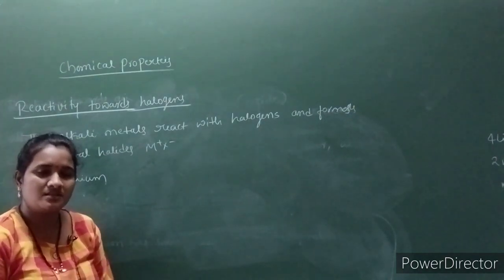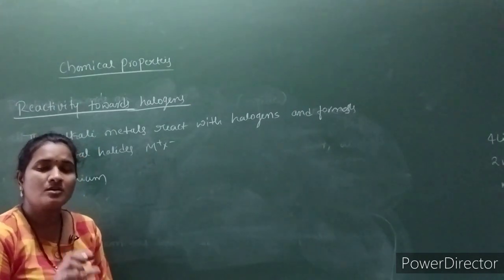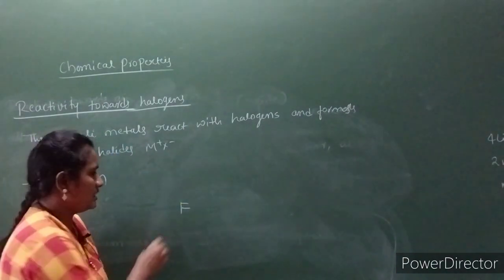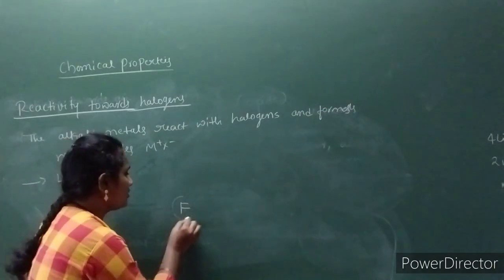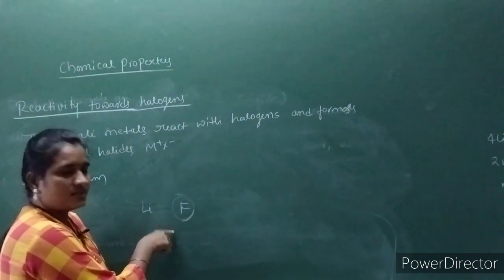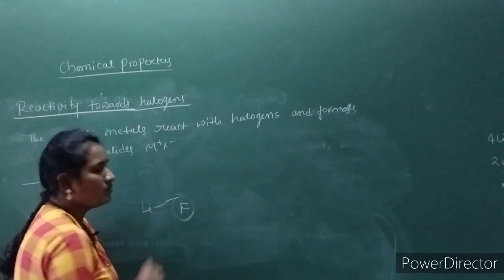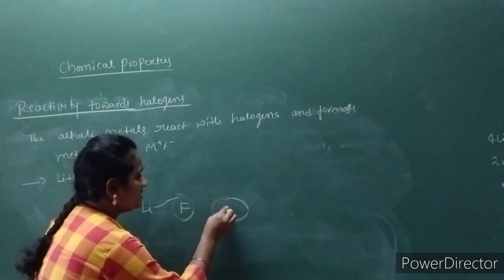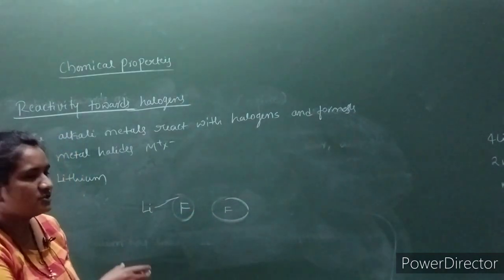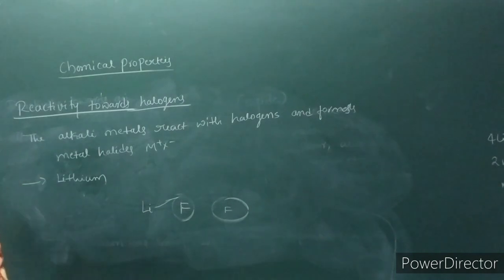Polarizing capability is nothing but the ability to distort the electron cloud over the anion. For example, fluorine has 7 outermost electrons, meaning it has some electron cloud over it. When lithium approaches this fluoride, it will distort the electron cloud over the fluorine. As a result, it will become polarized. So the electron cloud will be distorted over the anion. That's why lithium has more polarization capability.